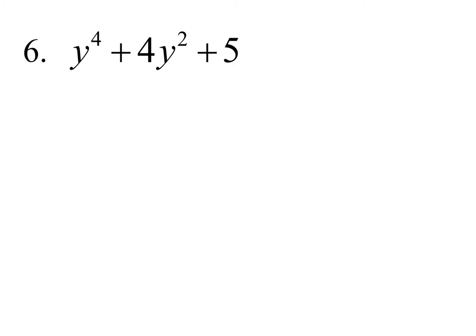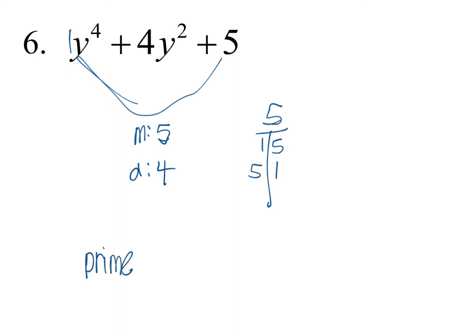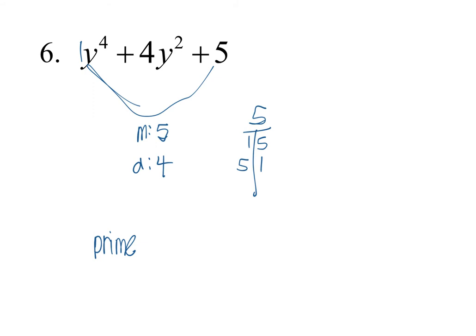Okay, and problem number 6, we're looking for what, and this AC method right here, like 1 times 5 is just 5. So you're looking for multiplies to give you 5, but what adds to give you 4. So the factors of 5 are 1 and 5 and 5 and 1. That will never add to give you 4, no matter what we change the signs to. So this trinomial doesn't factor, it's prime. When something doesn't factor, we call it prime.